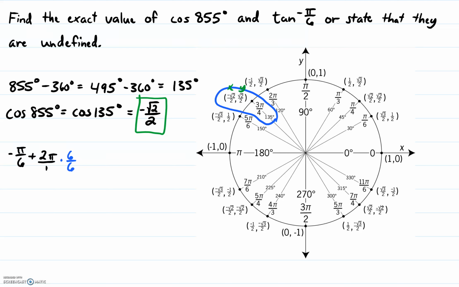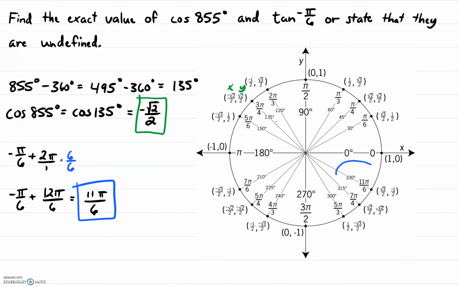And so this problem then is going to reduce to negative pi over 6 plus 2 pi times 6, which is going to give us 12 pi, and 1 times 6 is going to give us 6. So negative 1 plus 12 is going to give us 11 pi over 6. And so that's the angle that we're interested in now. That is something that's between 0 and 2 pi, and we can see it on the unit circle right here, 11 pi over 6. Again, we can go ahead and pick out our x value and our y value.